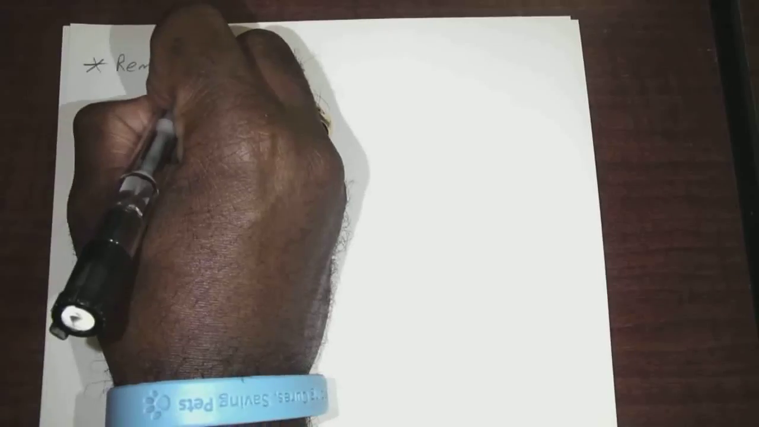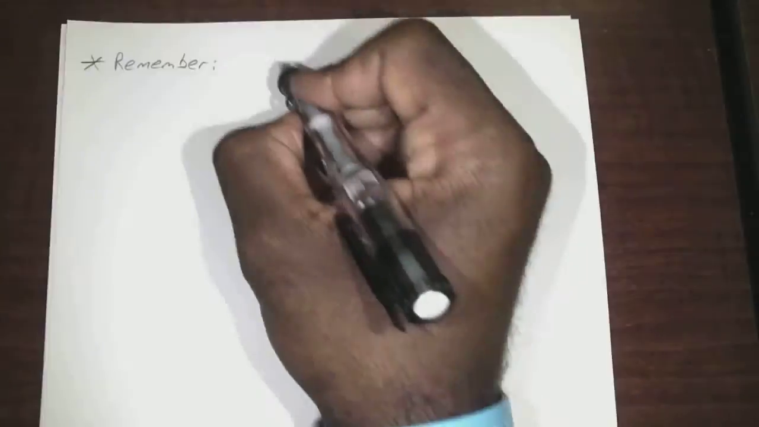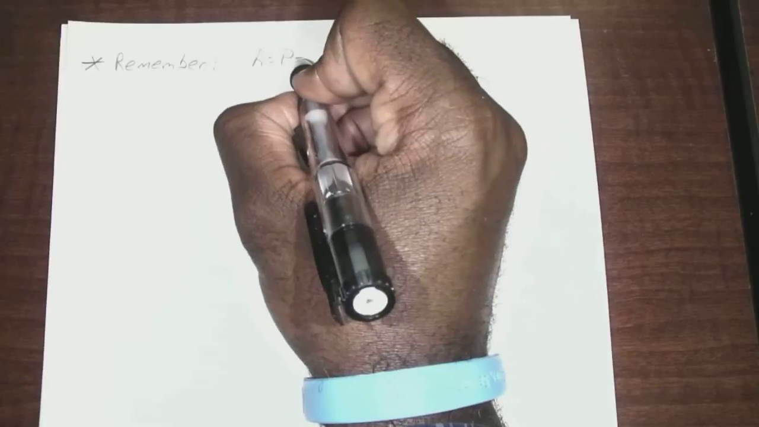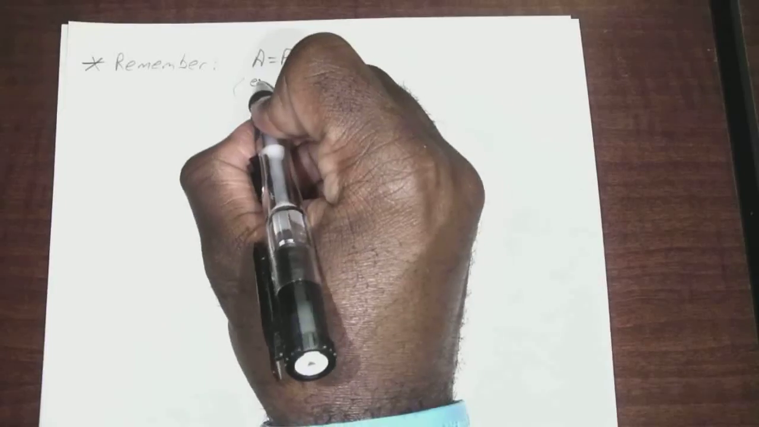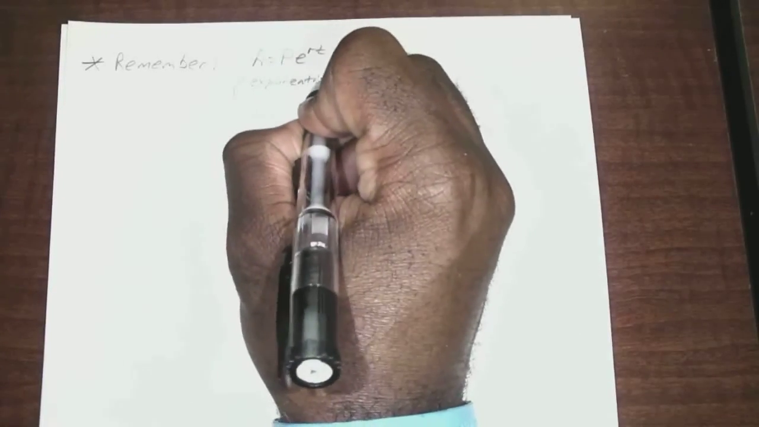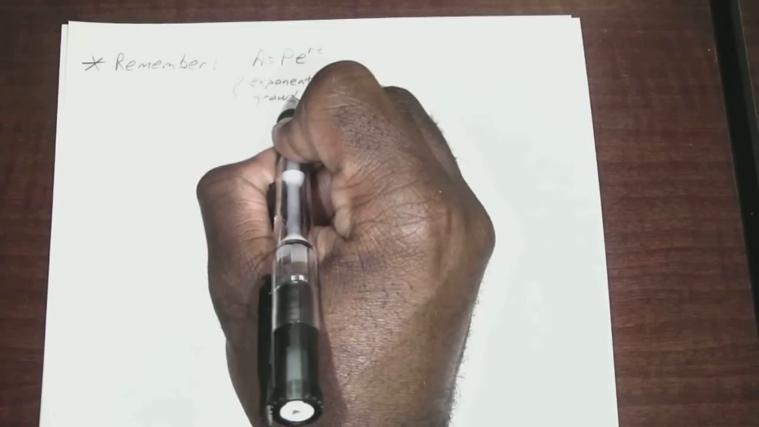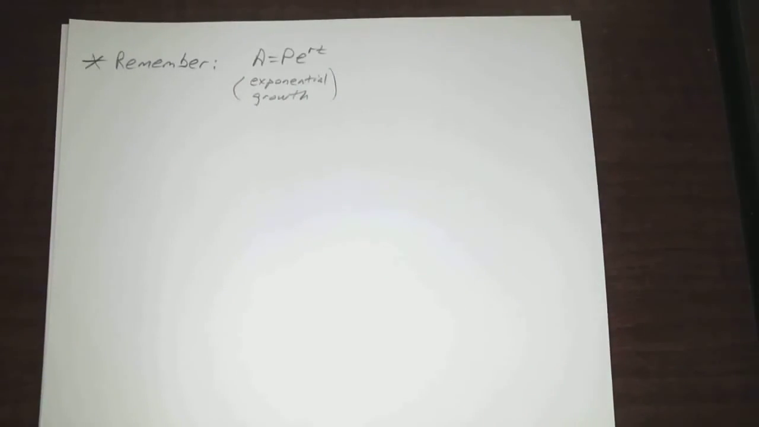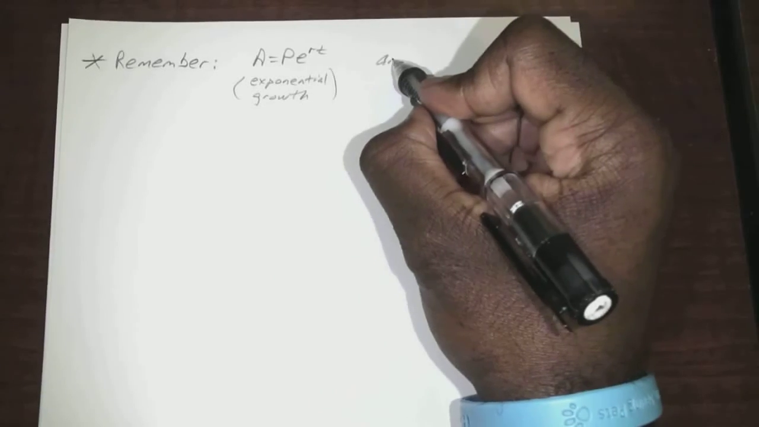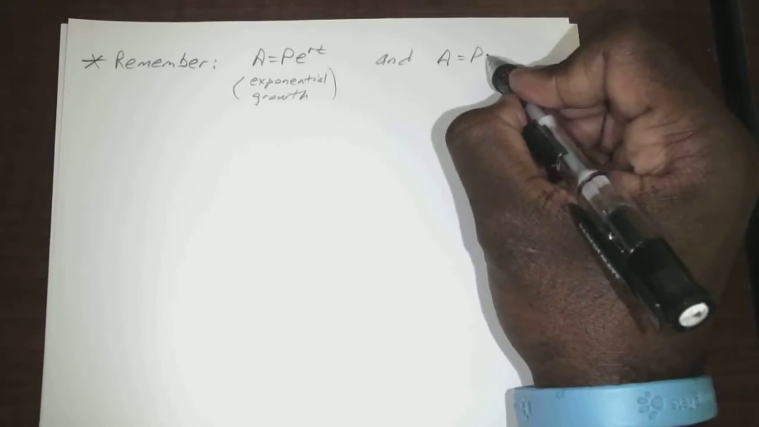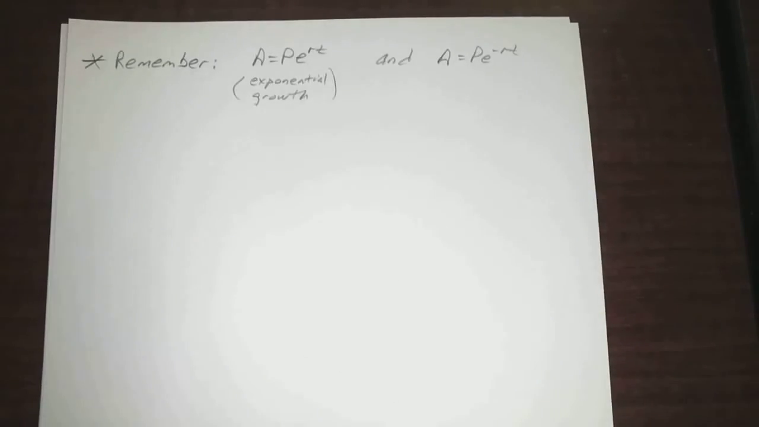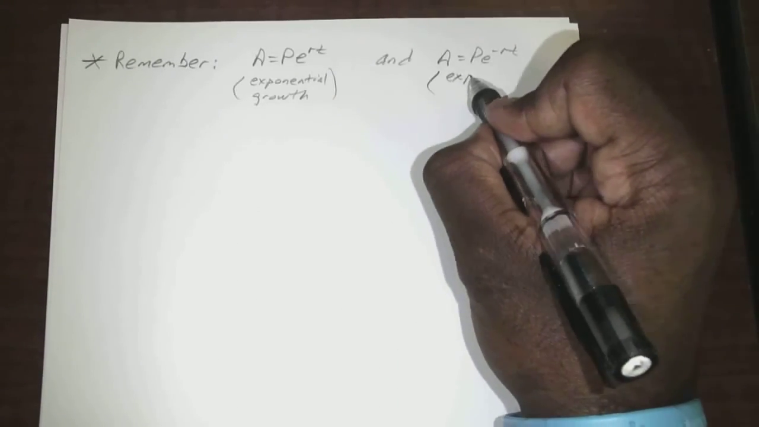All right, so now we're actually going to apply these two to story problems. And if you remember, A equals P e to the power of RT, that's your formula for exponential growth. And A equals P times e to the negative RT, that's your formula for exponential decay.